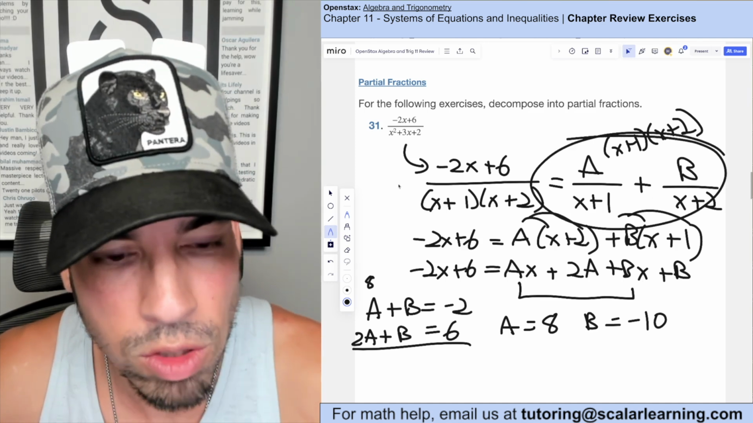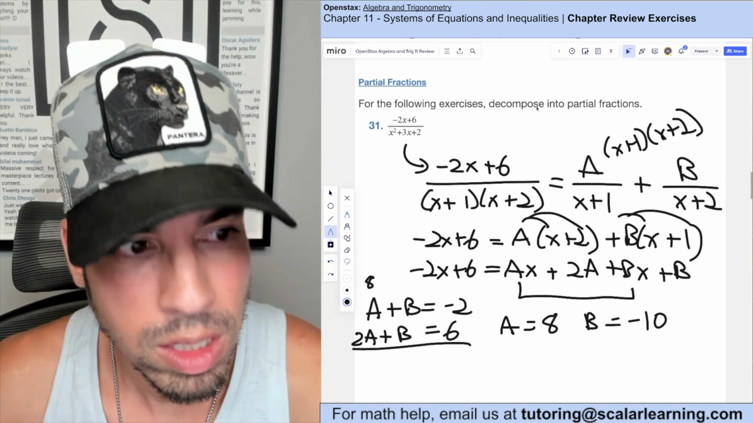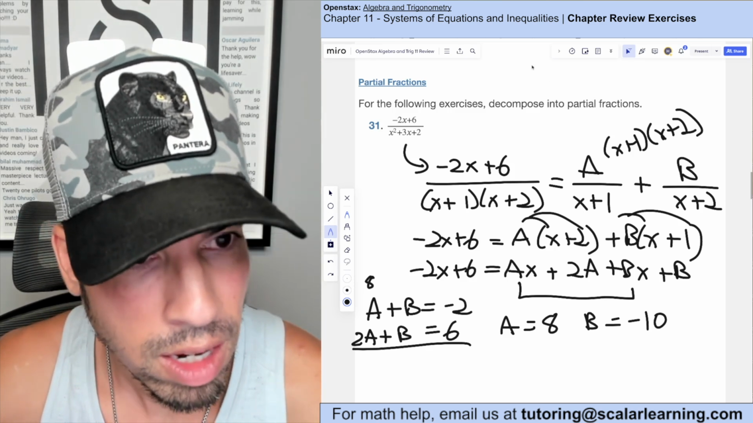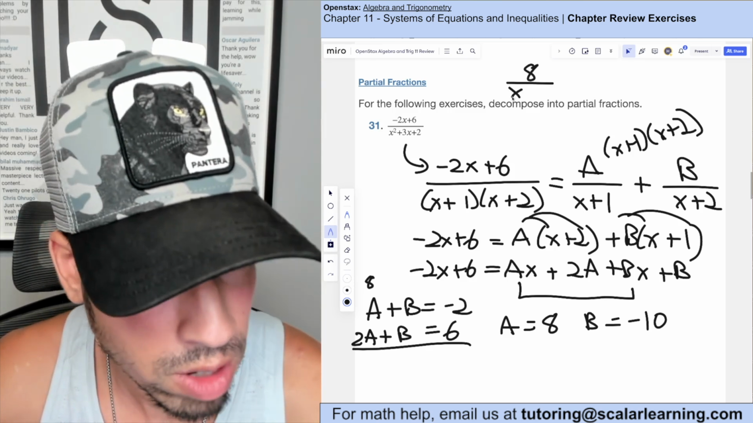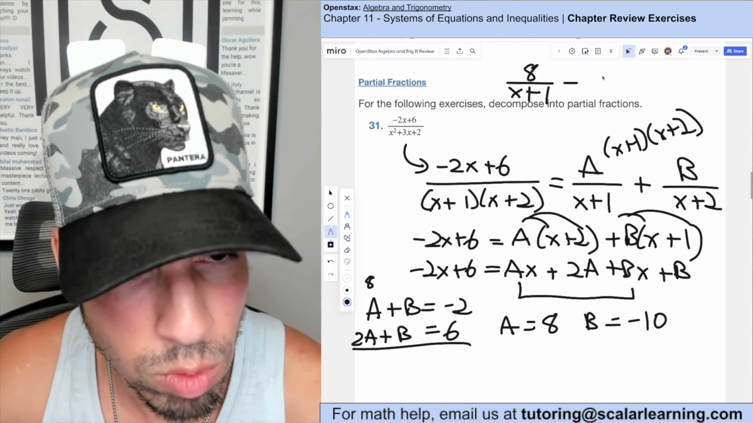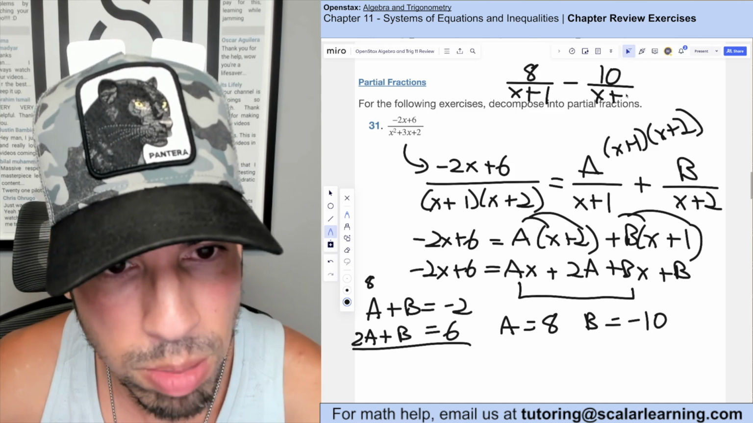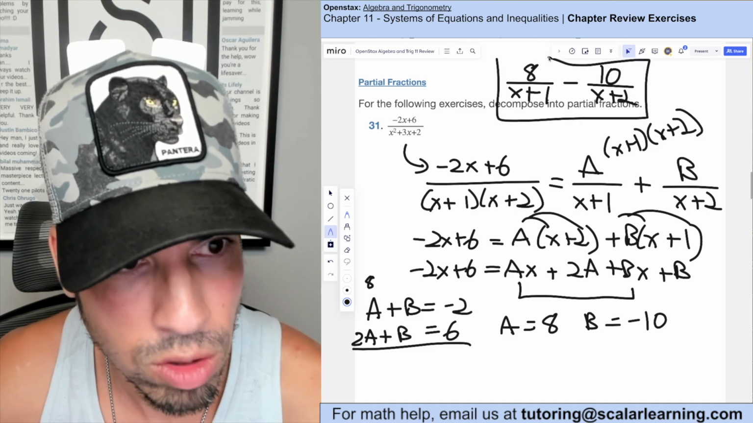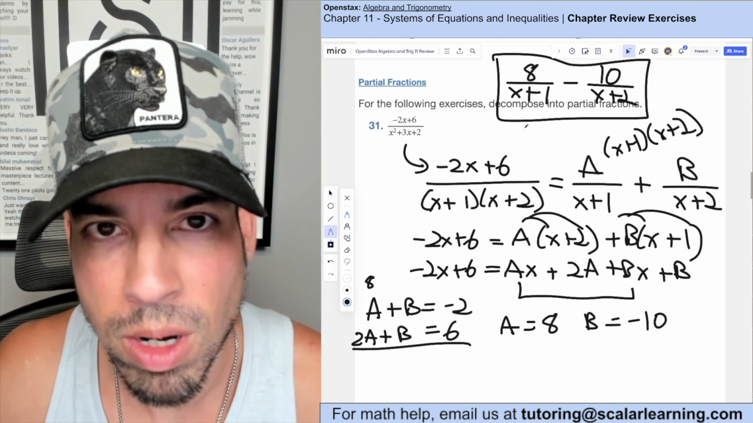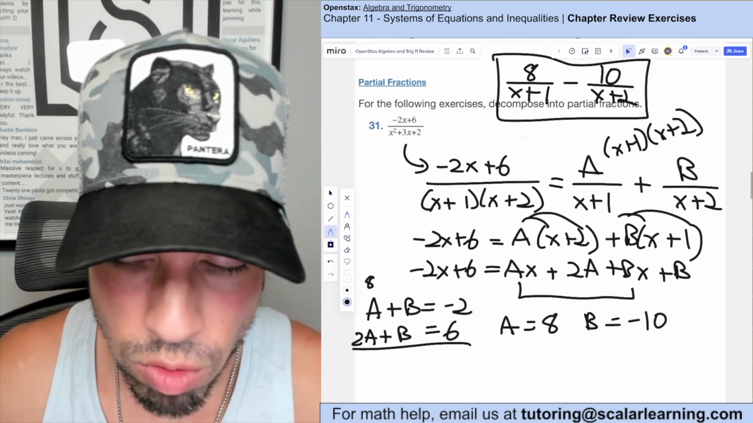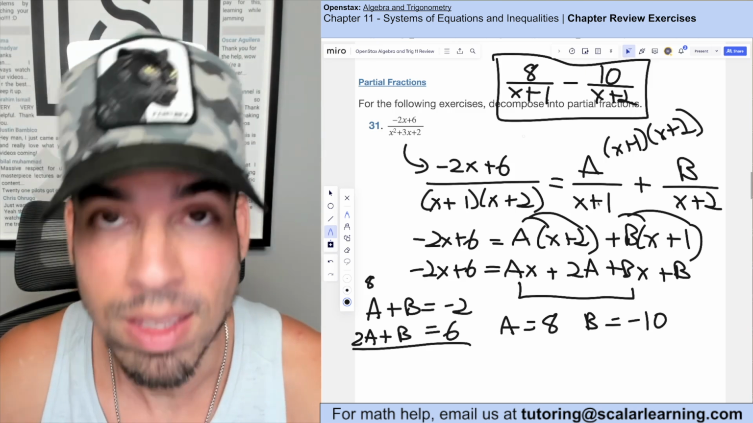So now coming back to this original expression, we can get the partial fraction decomposition as A, which is 8, over x plus 1 plus B, which is -10, so -10 over x plus 2. And that is how you do it. Done. And just FYI, I think they made a little mistake in the back of the book. Those are not the correct partial fractions, but anyways, that's how you do it.